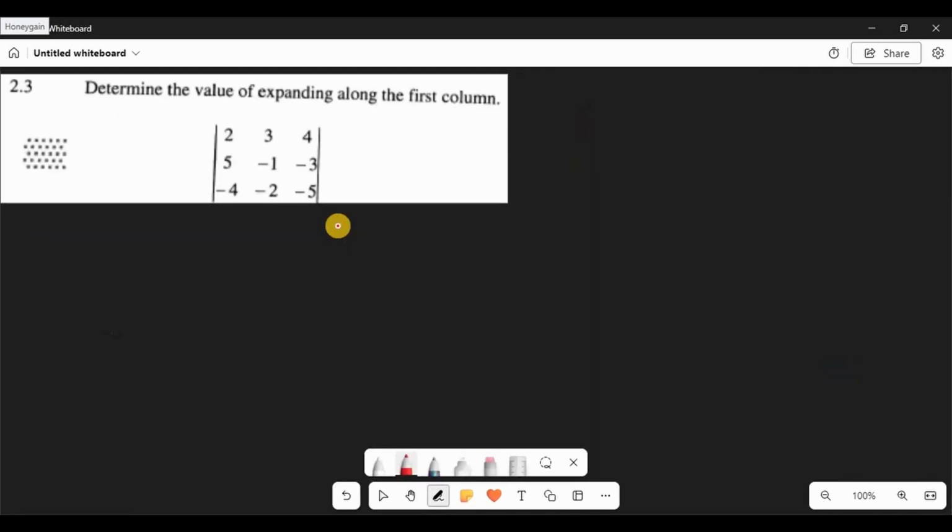Alright guys, this is your 2.3. As you can see, they say determine the value by expanding along the first column. So the first column is this one here, and that is the second column. This is the third column, right? Basically what they are saying here is use the values on the first column as minors. So our first column is going to be the column that we will be focusing on. We're going to use these values as the minors when it comes to determining the determinant.